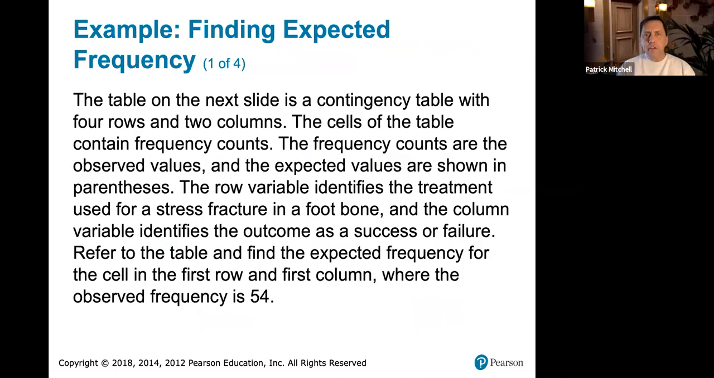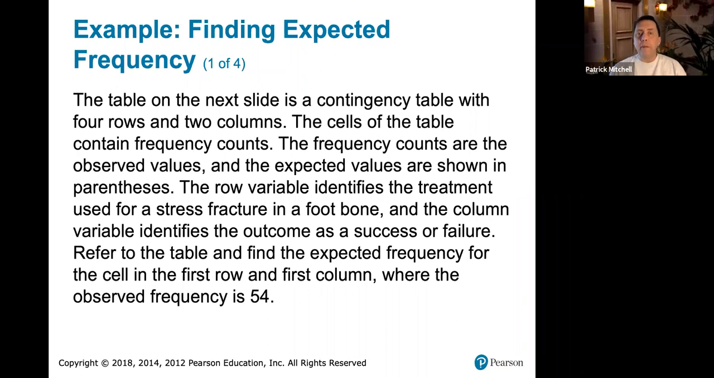All right, so here's our first example. The table on the next slide is a contingency table with 4 rows and 2 columns. The cells of the table contain frequency counts. The frequency counts are the observed values, and the expected values will be shown in parentheses. I'm also going to show you how to calculate these expected values.